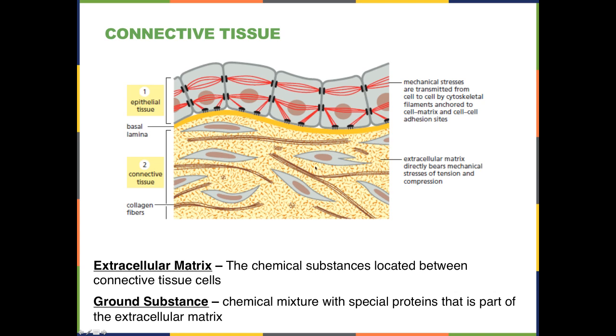The substance or chemical that's in this extracellular matrix is called ground substance, and it has specific proteins that are part of the extracellular matrix. You also see the collagen fibers are found within connective tissue as well as these cells. Now, the connective tissue is the foundation of the structure for what we put things like the epithelium on, and we'll see in other situations it's the foundation for other tissues.